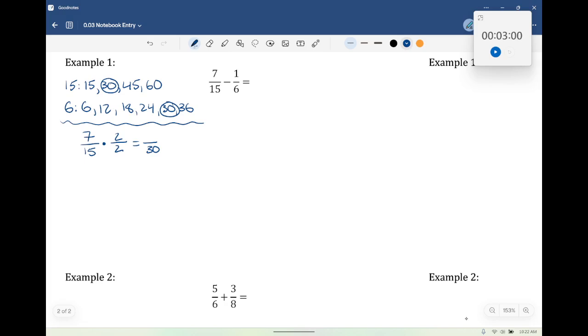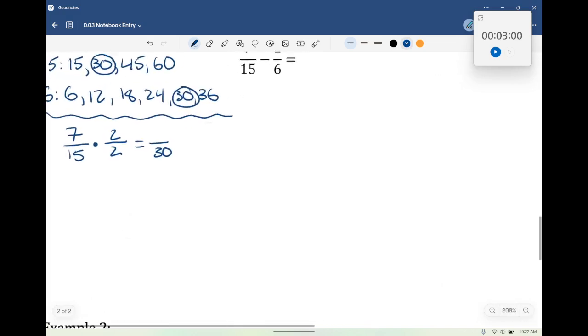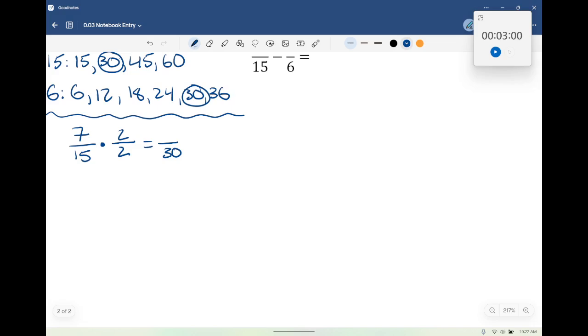And so changing this, I know I'm going to have 7/15 times 2 over 2. Denominator's taken care of. Everybody, what is 7 times 2? 14. And so I now have changed my first fraction.